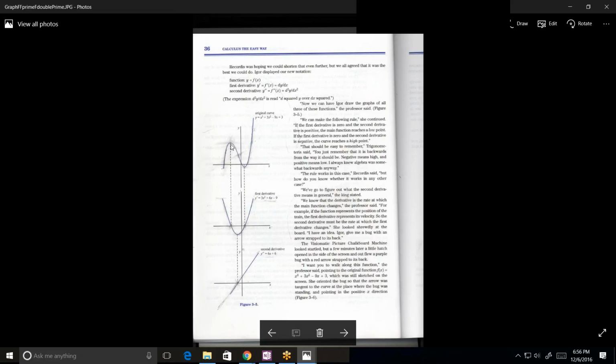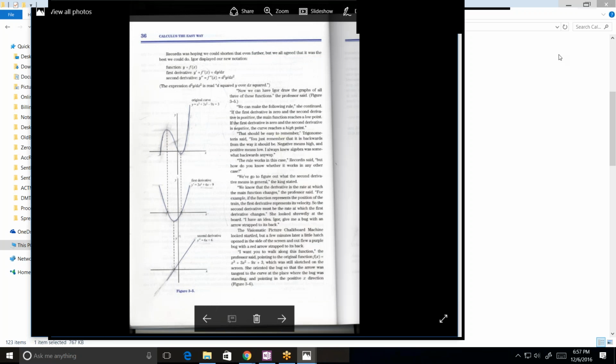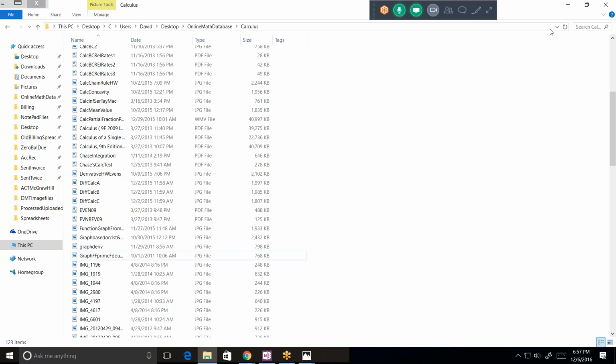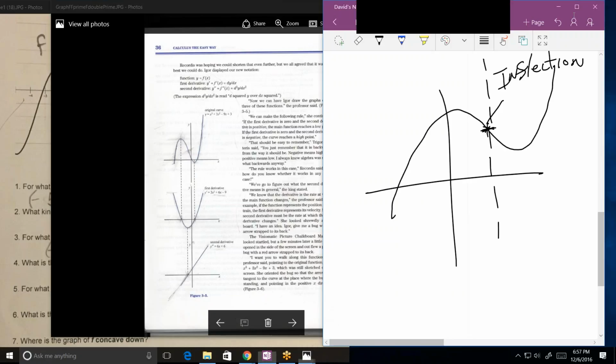If you take the second derivative and it's concave down, it's negative. So if the second derivative is negative, then that's a maximum. If the second derivative is positive, it means the original function is concave up. In other words, if something is concave up, it's a minimum. If it's concave down, it's a maximum. Let me just draw a picture to show you exactly what I mean.